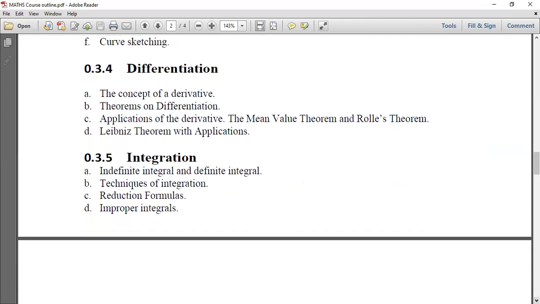Differentiation, the differentiation that you know from A level, we're going to apply it as well. Concept of differentiation, theories of differentiation, applications of differentiation, like the mean value theorem, the Rolle's theorem. These are the theories that I'm just going to concentrate on. The Leibniz theorem, I'm not interested in that.